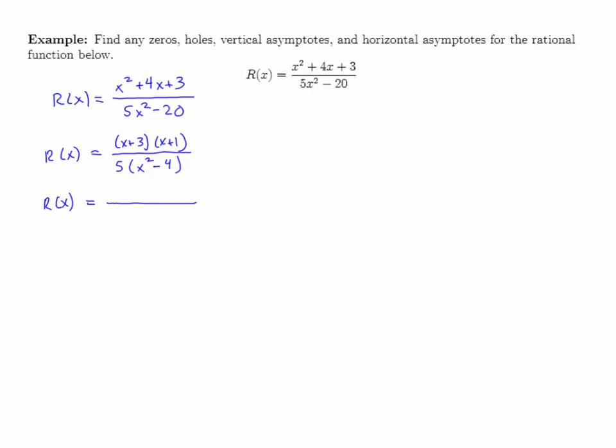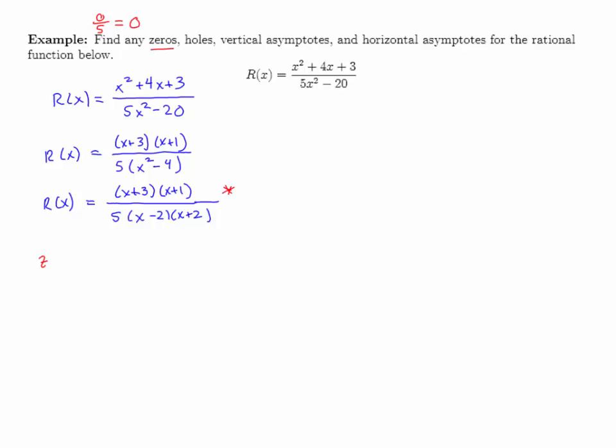So that numerator will stay the same with x plus 3 times x plus 1. And then that denominator will be 5 times x minus 2 times x plus 2. Okay, so now that we have it in factored form, there's a couple things that we want to look at. The key with zeros here is that in order to get 0 as an output with a rational function, we need to have 0 divided by a number. So when we determine the zeros of a rational function, we're going to look in the numerator. And we're always going to look at the simplified form when doing that.